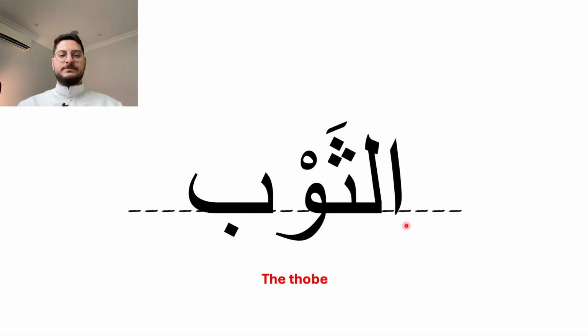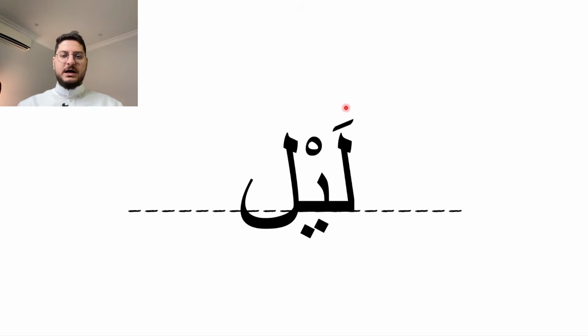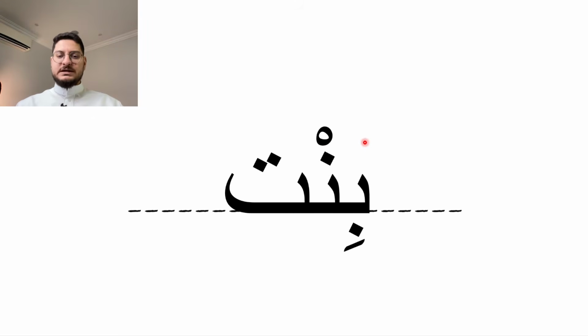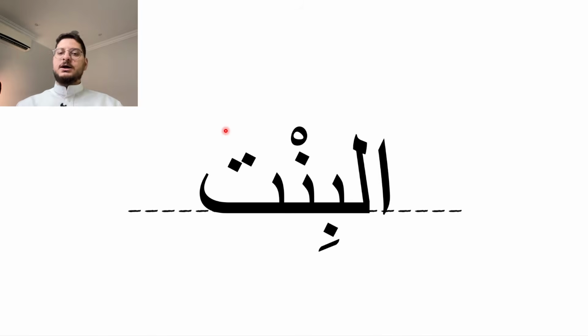Another example, we have layl, which means night. But if I want to say the night, il layl. And notice I have il here to say the, and then I have layl, il layl, the night. الليل. This word is bint, and bint is a girl. What if I would say the girl? البنت, and again it's connected.